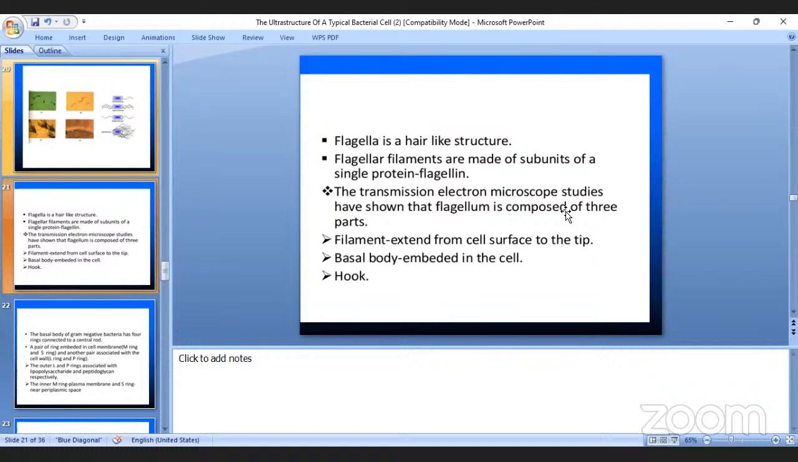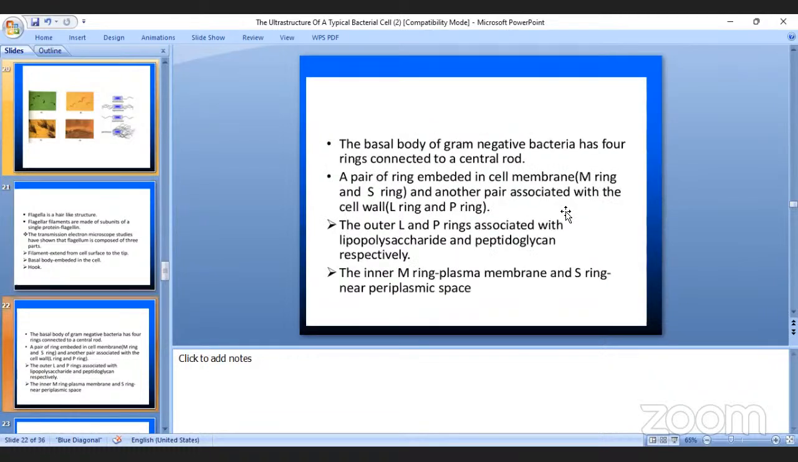If you see it under the electron microscope, the flagellum is composed of three parts: the filament extending from the cell surface, the hook, and the basal body embedded in the cell. These are the parts of the flagellum. The basal body of gram-positive bacteria has four rings connected to a central rod, with a pair of rings embedded in the cell membrane. So the flagella extend from the cell wall but originate from the cell membrane.